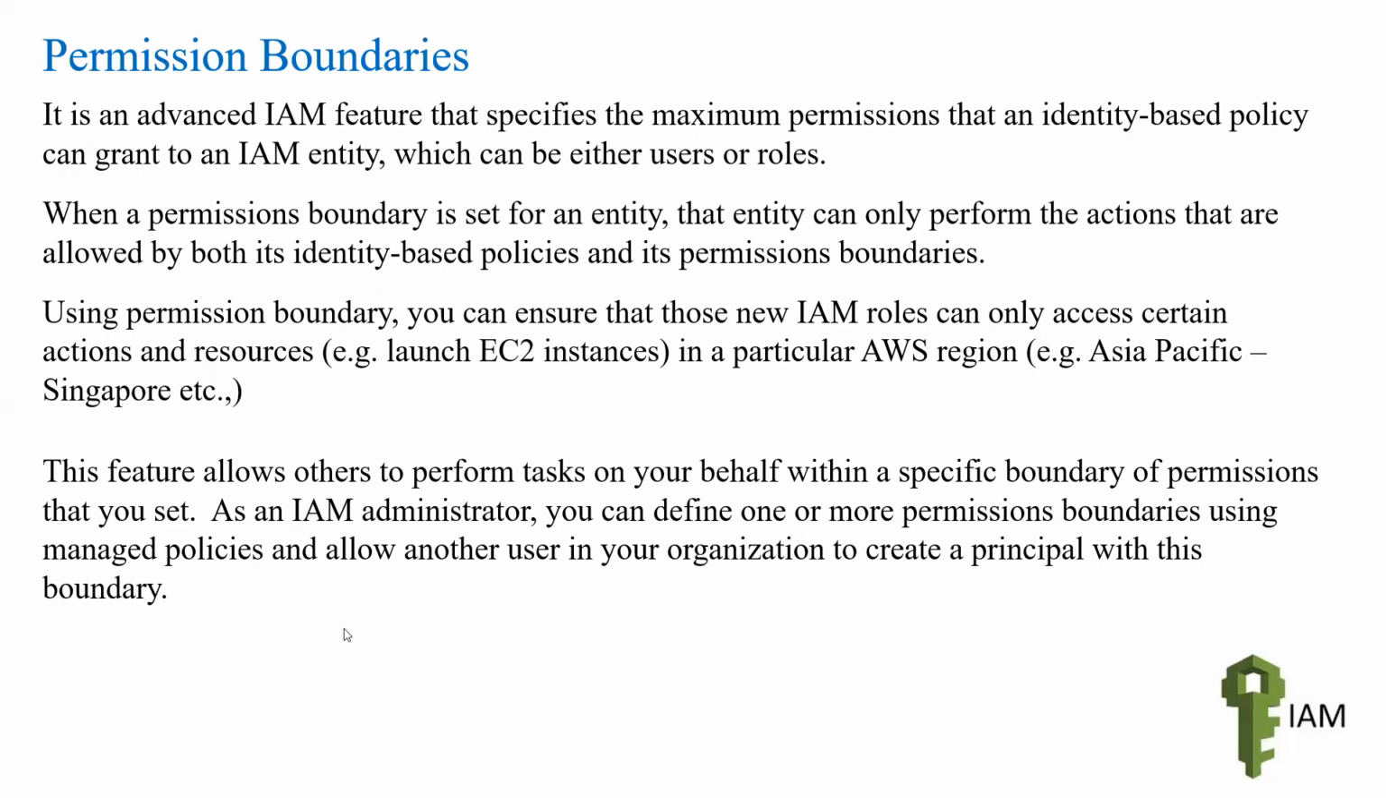You can go to the micro level. So when a permission boundary is set for an entity, that entity can only perform the actions that are allowed by both its identity-based policies and its permission boundaries. Using a permission boundary, you can ensure that those new IAM roles can only access certain actions or resources. For example, I had given access to a user for an EC2 instance, but I want this user only to launch instances, but not stop or terminate.